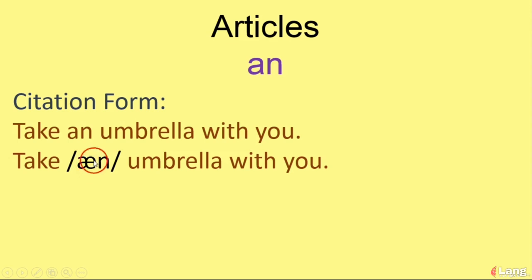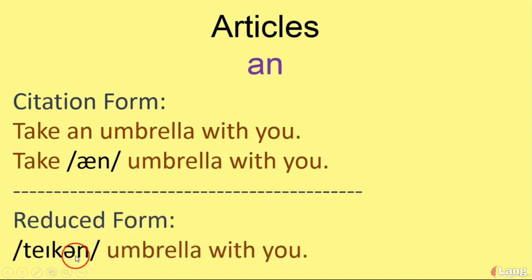In IPA format, we have this symbol pronounced "a" and the letter n: "an". Take an umbrella with you. In everyday speech, we do not say "an". We reduce that to a schwa and the letter n to pronounce it as "un". And when it's combined with the word take, we say "taken". Take an umbrella with you.